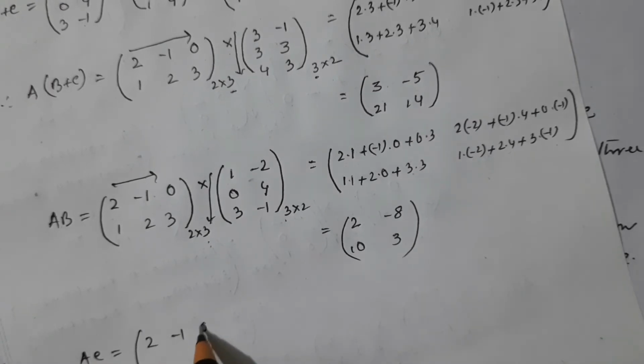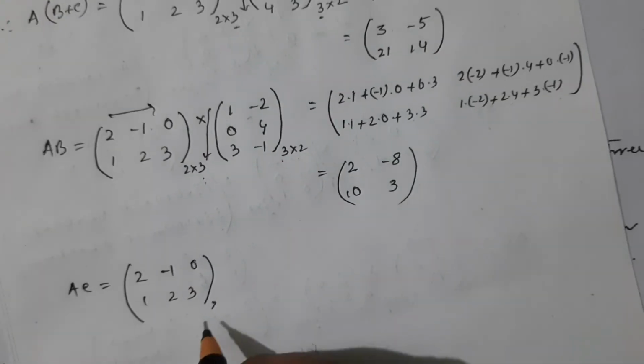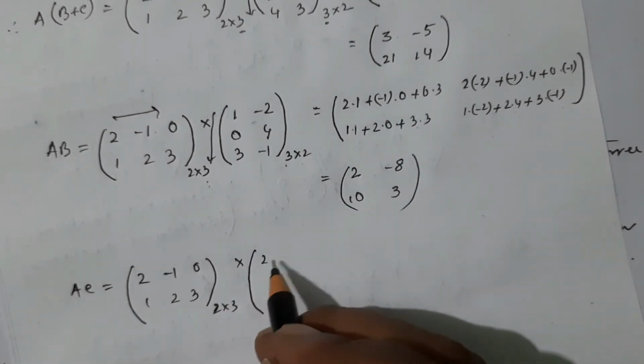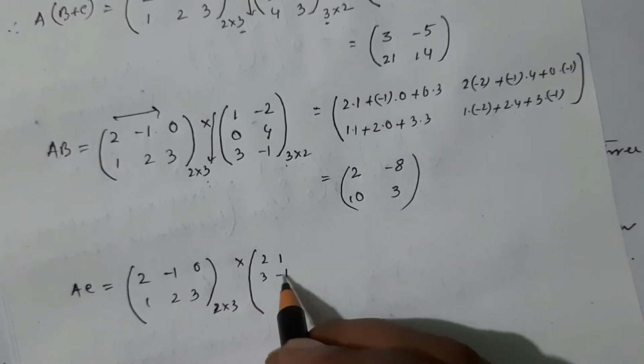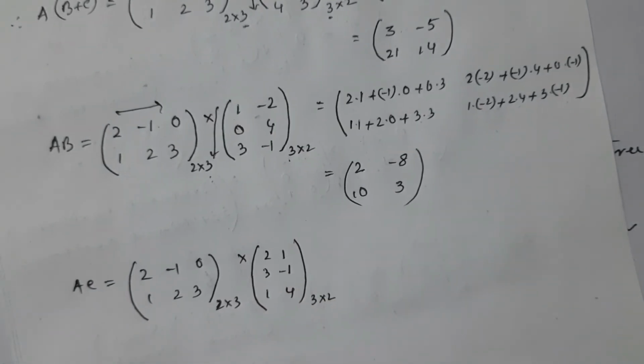B is the matrix with rows 2, minus 1, 0 and 1, 2, 3. This is a matrix of order 2 cross 3. C is a matrix with rows 2, 1, 3 and minus 1, 1, 4. This is a matrix of order 3 cross 2.